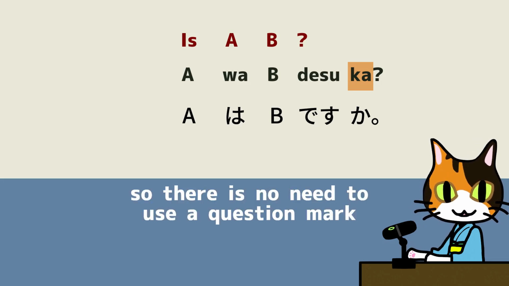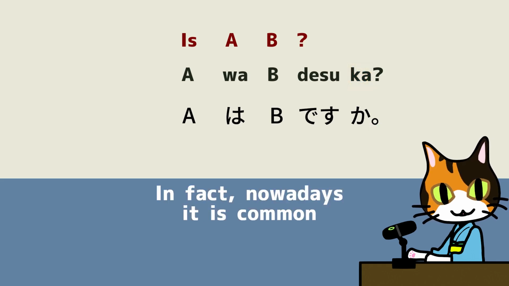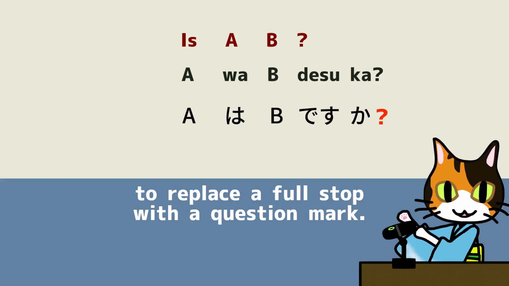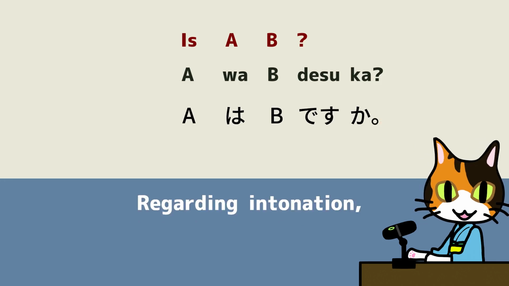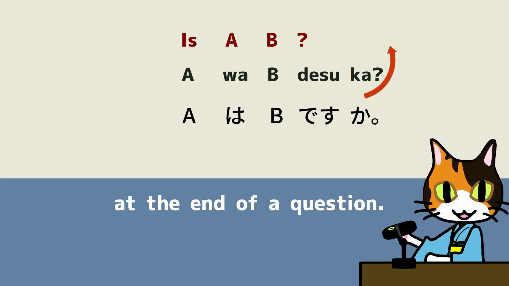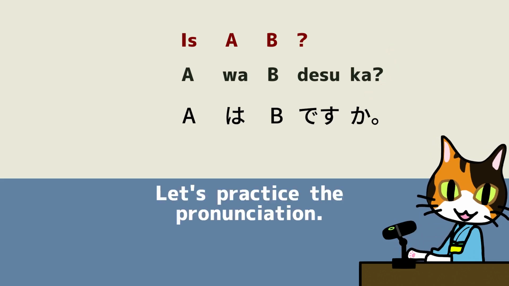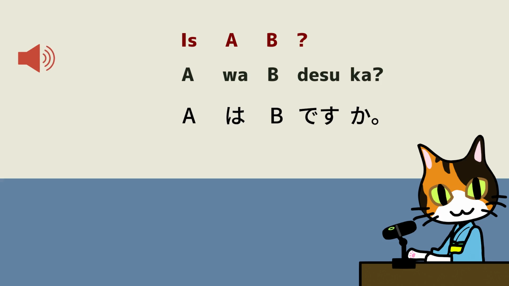So there is no need to use a question mark when writing in Japanese. In fact, nowadays it is common to replace a full stop with a question mark. However, this is not the formal way to write it in Japanese. Regarding intonation, the pitch is usually raised at the end of a question. Let's practice the pronunciation. A は B ですか?